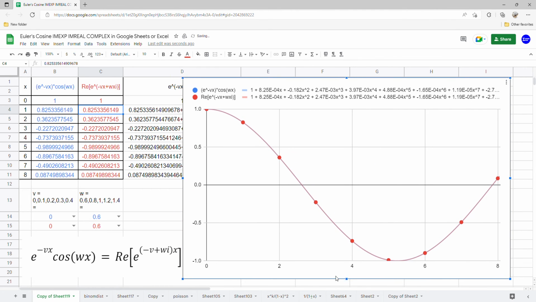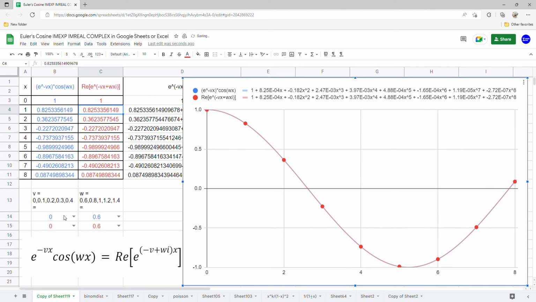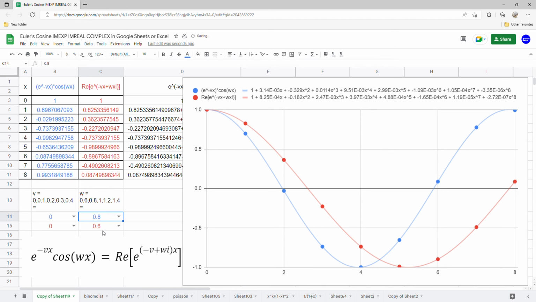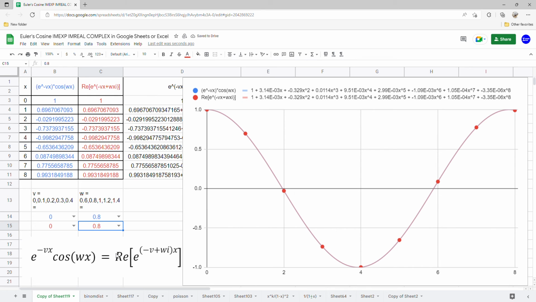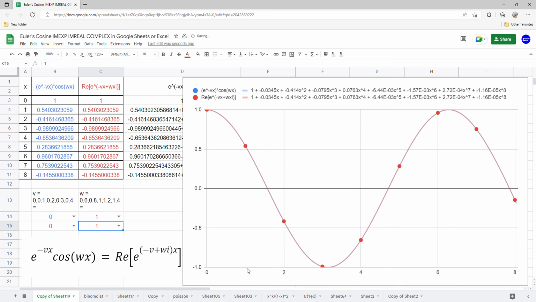Now we can continue with the values of W and V. Suppose we change the value of W to 0.8. Now the frequency of the blue one, which is the function, is increasing. And the Euler's cosine also catches up. The decaying function increases the frequency to 1. We can also change the Euler's cosine to 1.